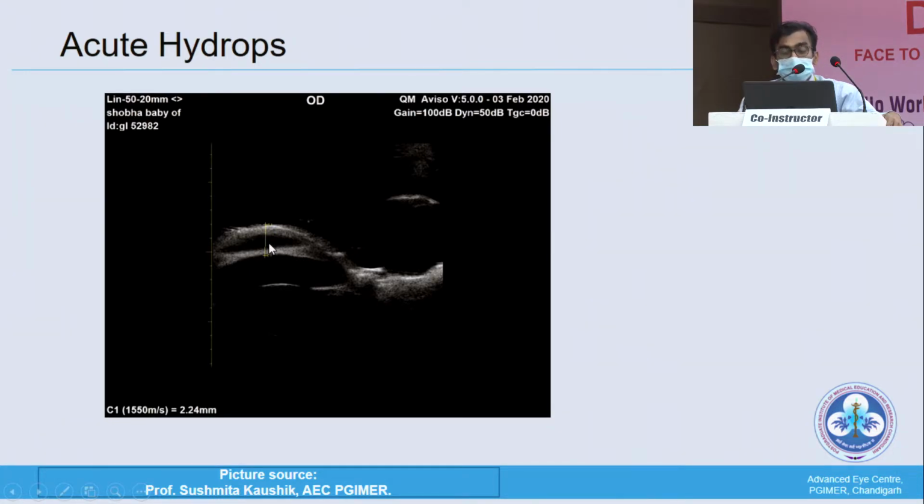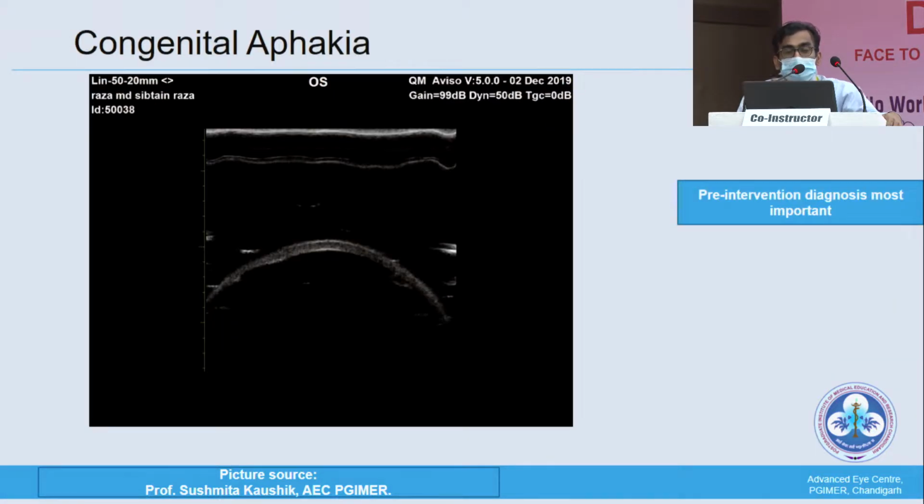This is a picture of a case of acute hydrops. The last one is congenital aphakia. One should not miss this case; there is a single chamber, and no structure is visible behind. So pre-operative diagnosis is very important. If you miss it pre-operatively and go for surgery, the eye will invariably go for a bad outcome.